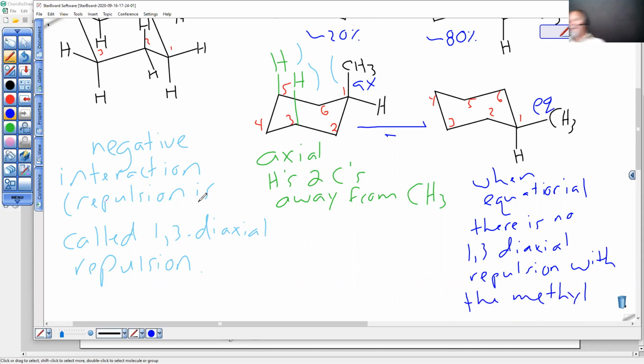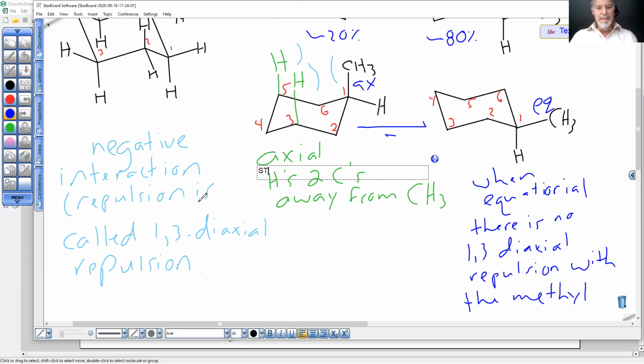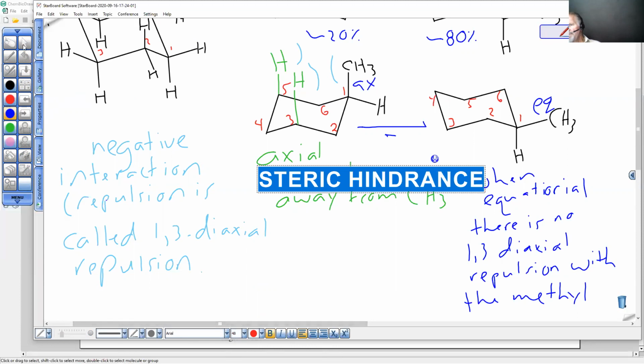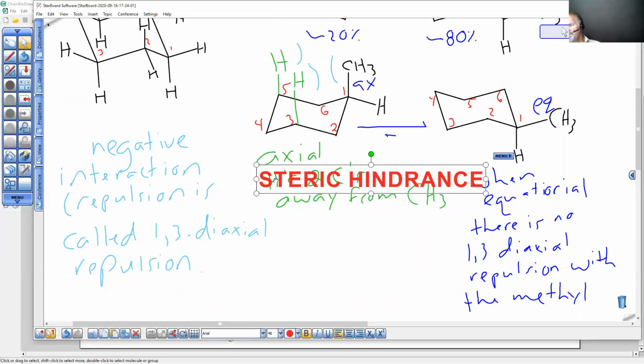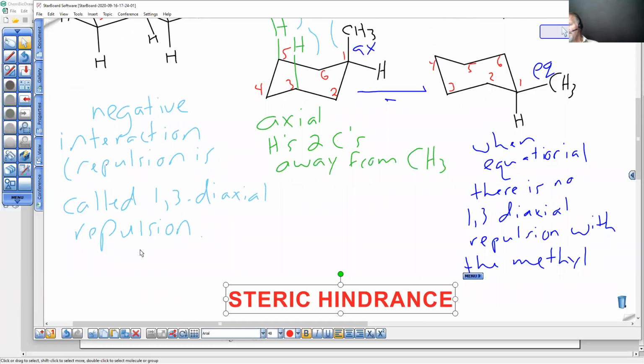Okay. Now, the mini homework assignment is for you to talk about these words. I'm going to type them out here. Mini homework assignment: steric hindrance. We have talked about steric hindrance without using those words today. And we talked about two forms of steric hindrance. 1,3-diaxial repulsion is one type of steric hindrance.